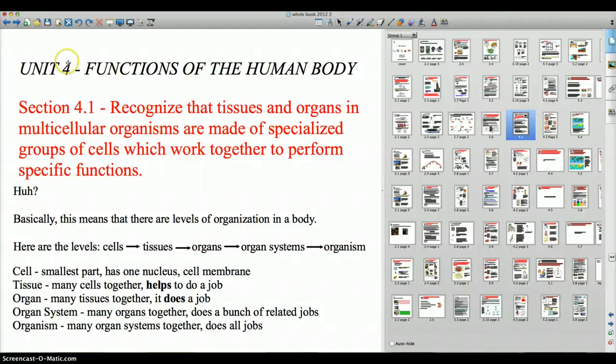Functions of the human body. Unit 4, human body. Cells make tissues, tissues make organs, organs make organ systems, and organ systems make organisms. Know all those little rules for knowing if something's a tissue or an organ. If it has a name that can be said with "the," it's probably an organ. If it says system, it's an organ system. If it says cell, it's a cell. And if it's a living thing, it's an organism.